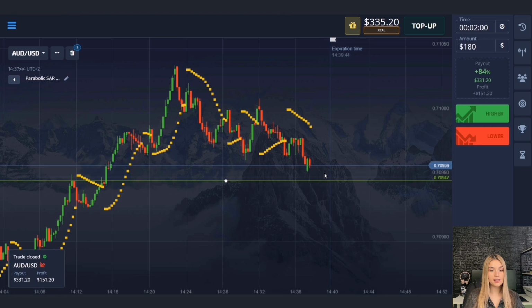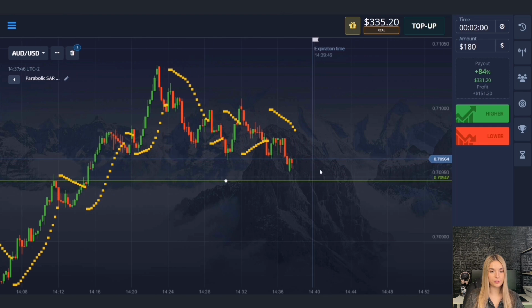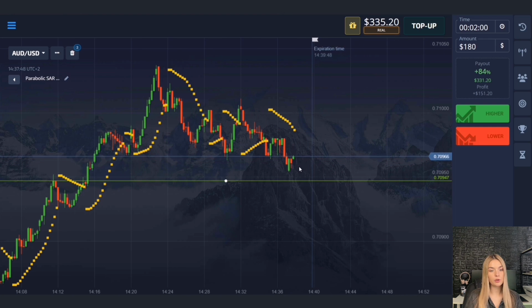It's quite good. The price continued to move down and we are making profit. The indicator again gave us a good entry point. Let's continue to consider the following market situation.